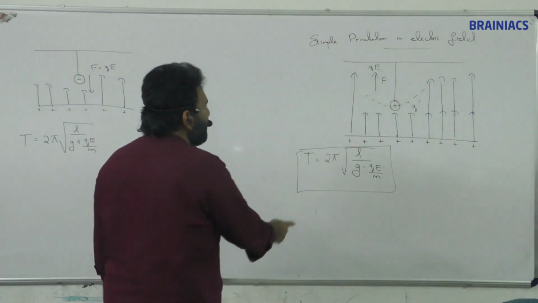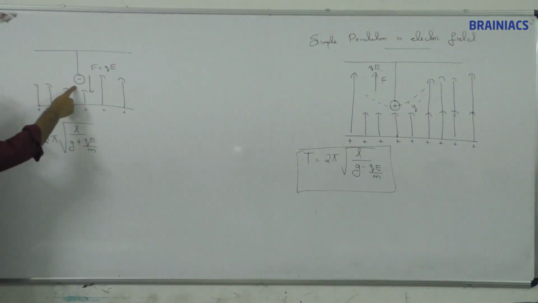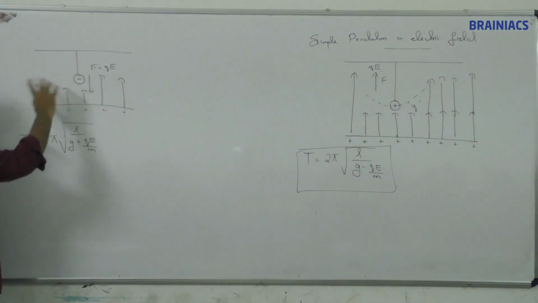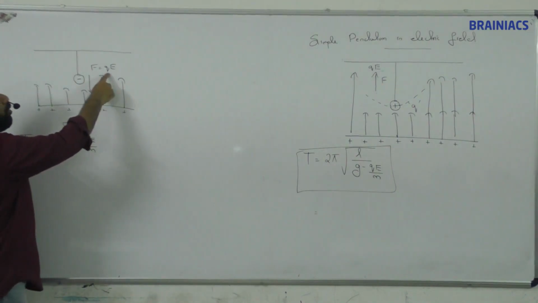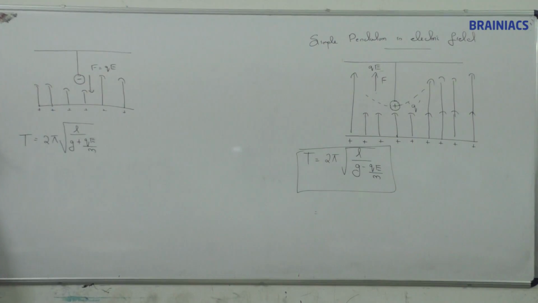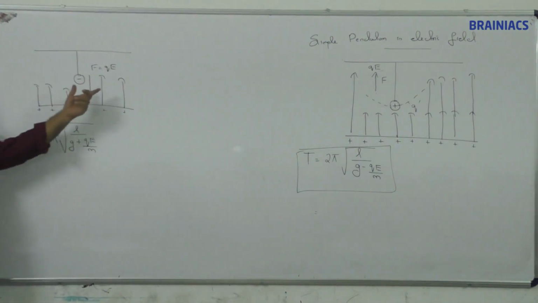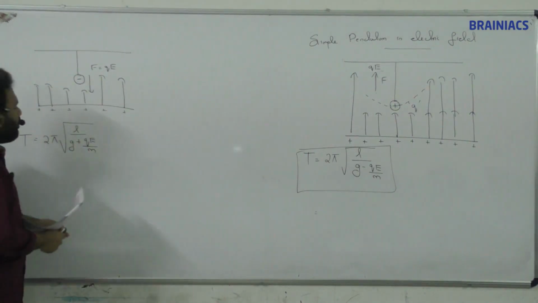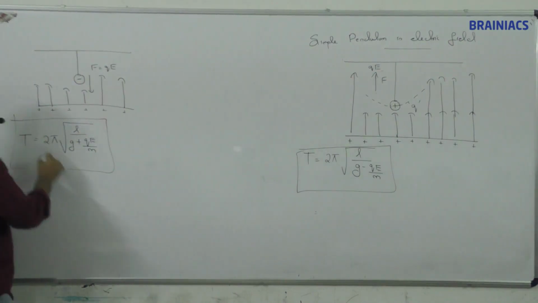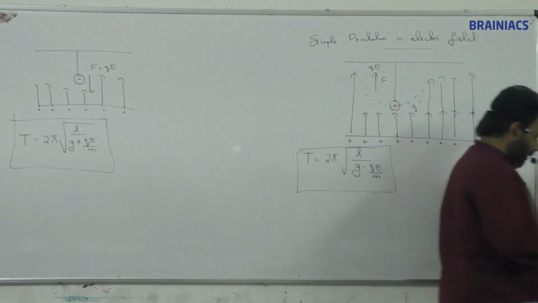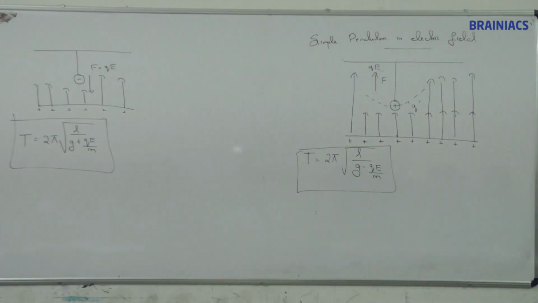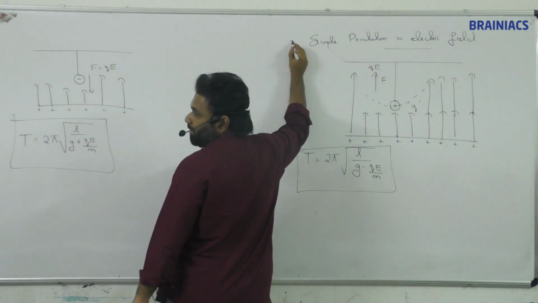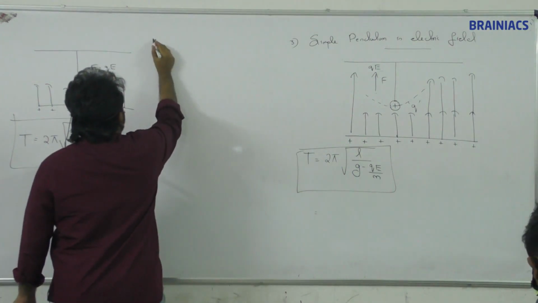So if we keep a charge like this, a force will be experienced. That force is nothing but F is equal to Q into electric field. Clear? You will study this in +2. Right. So time period is equal to 2 pi into root of L by G plus QE by M, or sometimes it is going to be G minus QE by M. Clear? Right. So that was the third case. Now the fourth case.